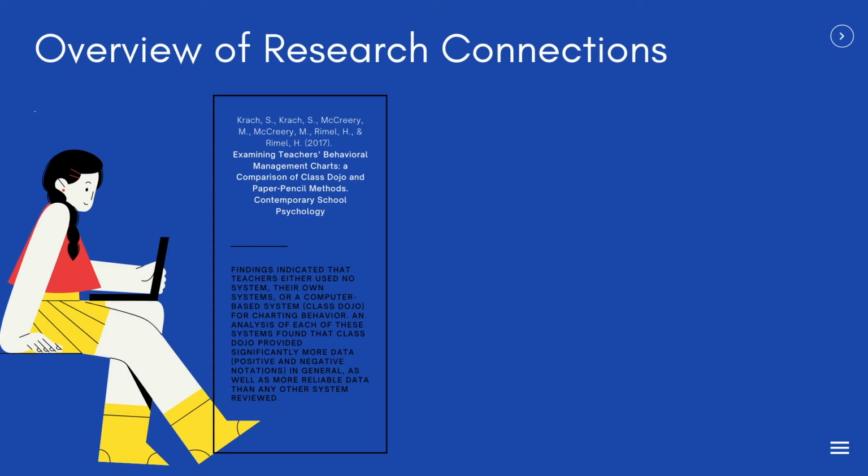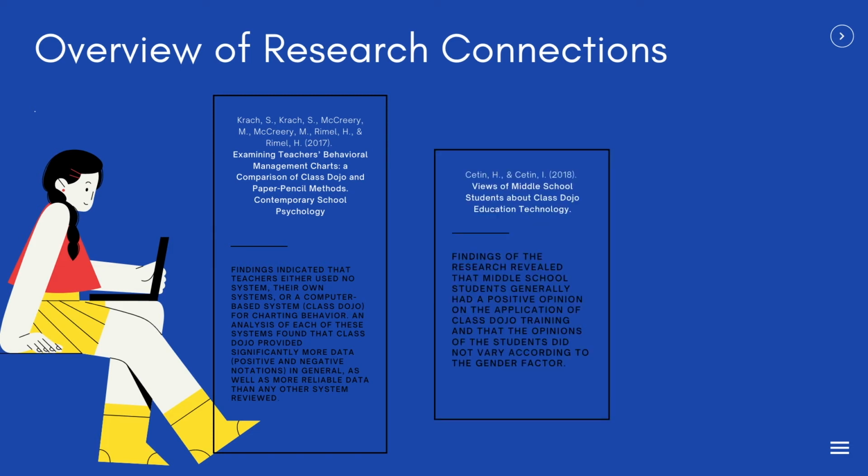for classroom management. In the first article, researchers Crack, McCreary, and Rimmel followed teachers' documentation of behavior by their own system, no system, or a computer-based system like Class Dojo. They found that Class Dojo was able to provide a good quantity of data while being very reliable. The second article by Chetan and Chetan revealed that middle schoolers' opinion of Class Dojo was positive, and it did not vary between genders or lower achieving versus higher achieving students. It is a recommended technology for classroom management.